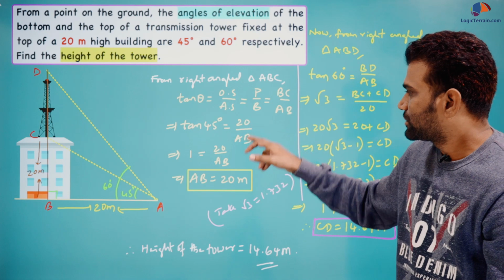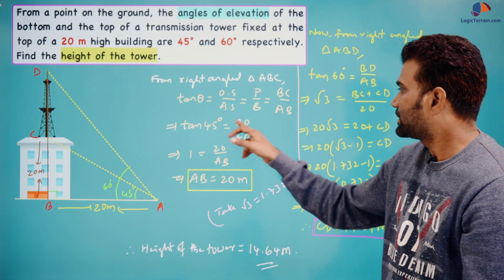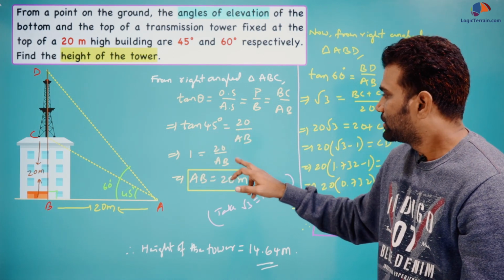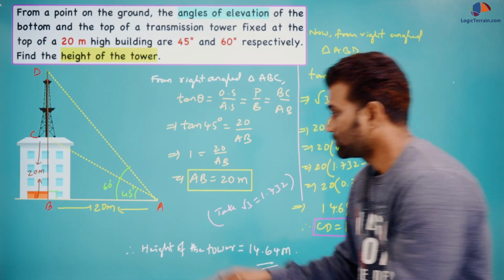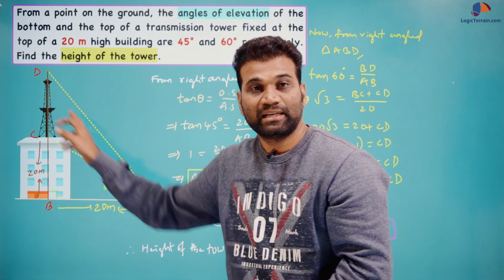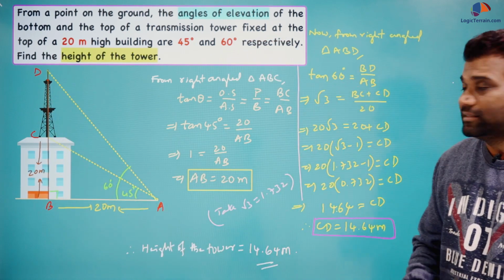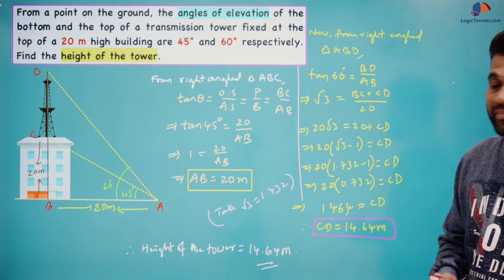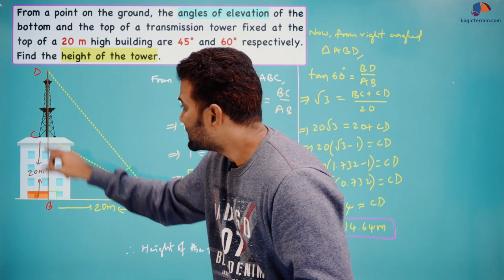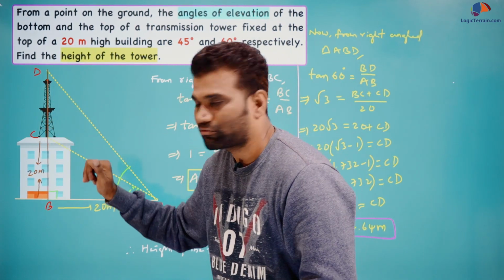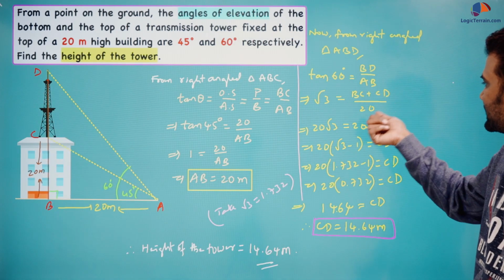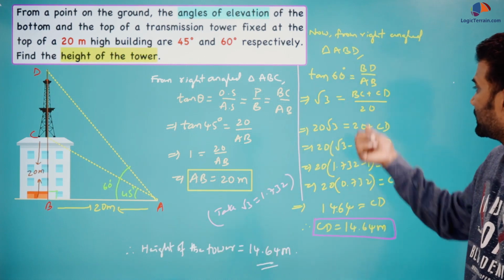So tan 45 degrees equals opposite side upon adjacent side. Opposite side is 20, adjacent side is AB. Now we know the tan 45 degrees value is 1, so on cross multiplying AB equals 20 meters. So here we have got the base. Once we have got the base, now by using this bigger right angle triangle, again by using tan theta, tan 60 degrees equals BD upon AB. So we know the tan 60 degrees value, that is square root 3, and we know BD is equal to BC plus CD, and we know BC, that is 20 meters, so 20 plus CD.